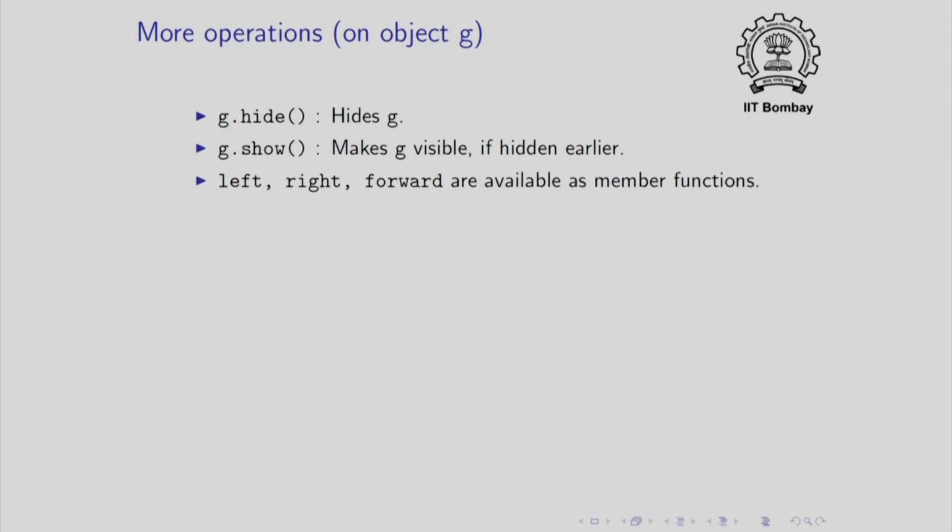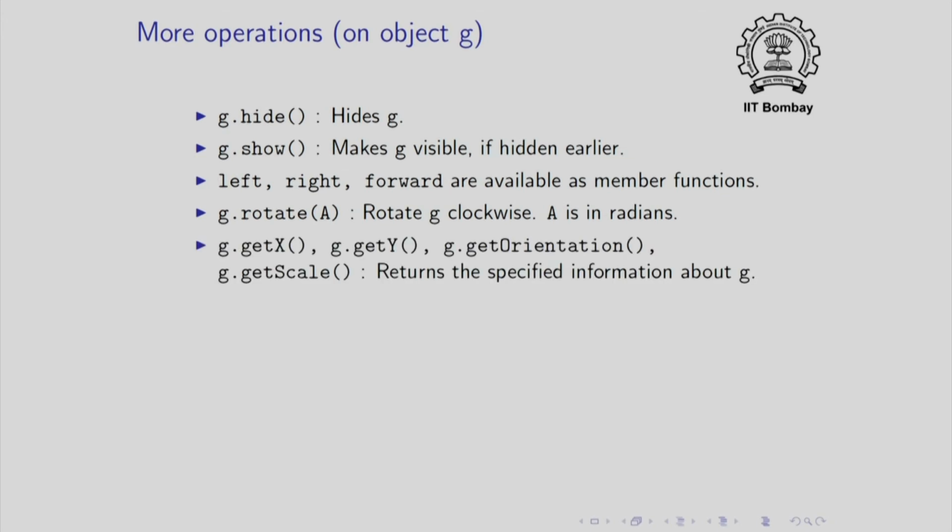Left, right, forward are available as member functions. Actually, pen up and pen down are also available as member functions. One more rotation command is given, and this is rotate. So I can write g.rotate(A), and this rotates clockwise. And unlike left and right, which expect an argument in degrees, rotate expects an argument which is in radians.